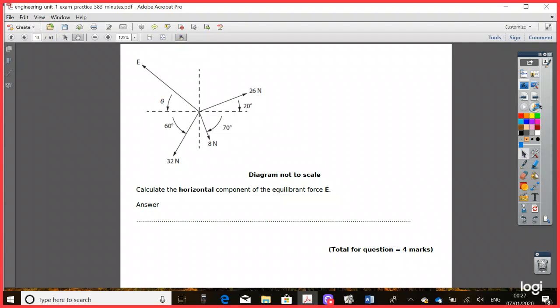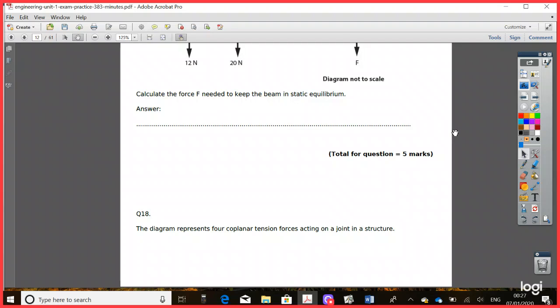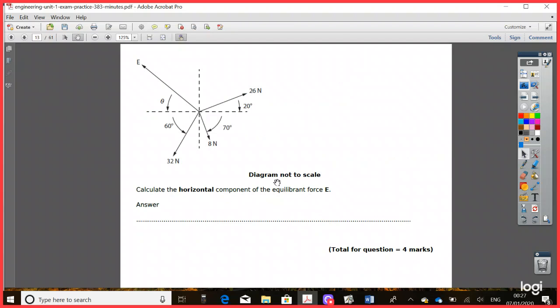Right. Hello. So I think this is question 15. So let me just double check the exam practice medley. Oh no, sorry. Question 18. Okay. So we've got four forces, and the only one that we don't know is the one we need to calculate: the horizontal component of the equilibrium force E.